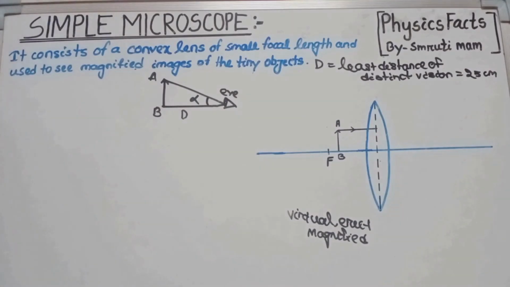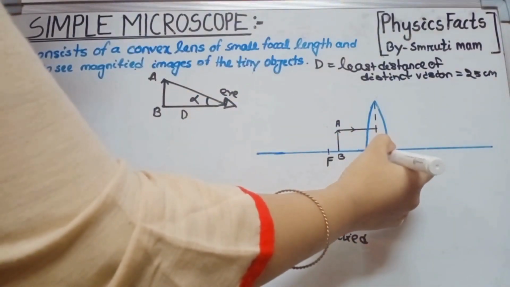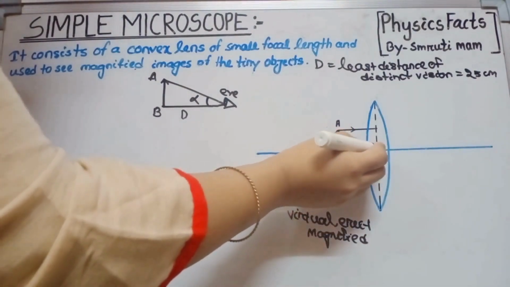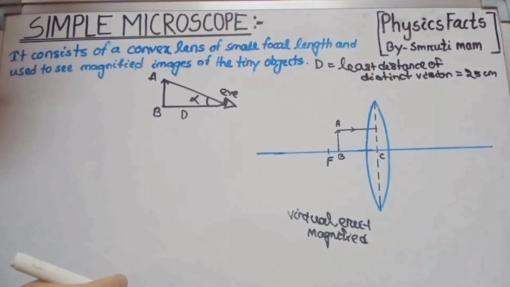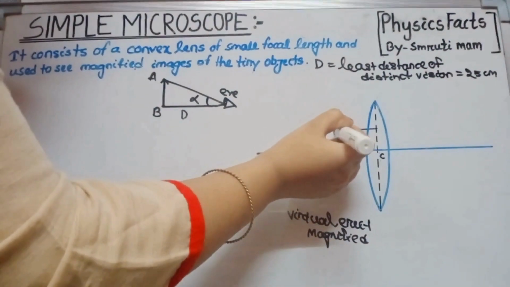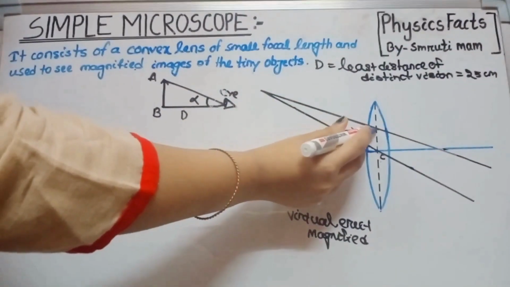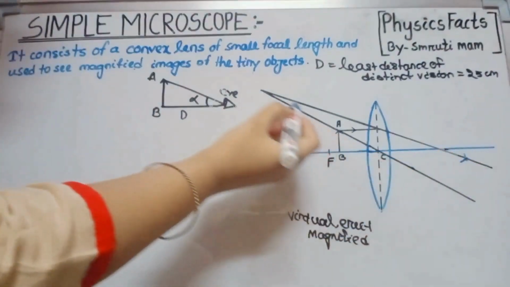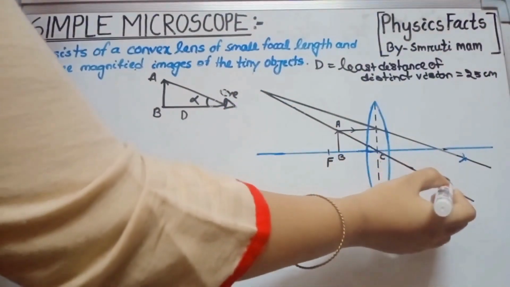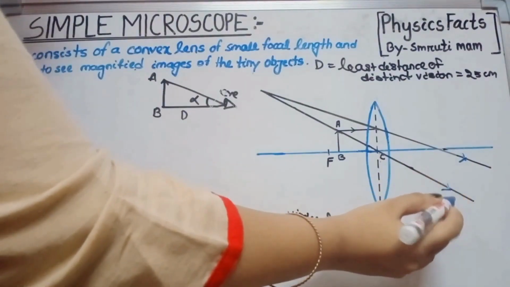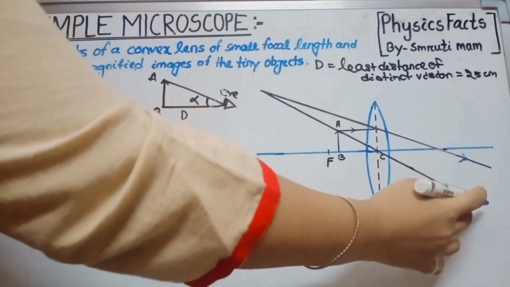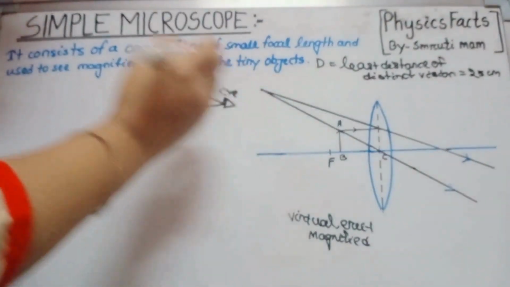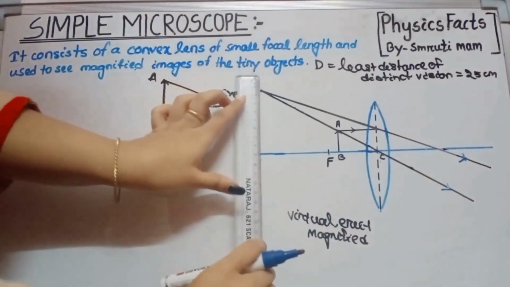Okay? And that object is in between optical center and focus. This one is the optical center. The object is in between optical center and focus. So take two rays: one ray which is parallel to the principal axis, after reflection goes through focus. Another ray goes through center of curvature, there is no deviation. The two rays diverge but appear to come from one point. So here the image is produced. This one is the image.